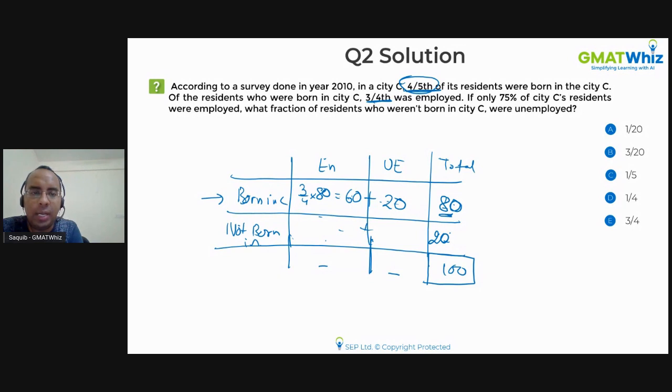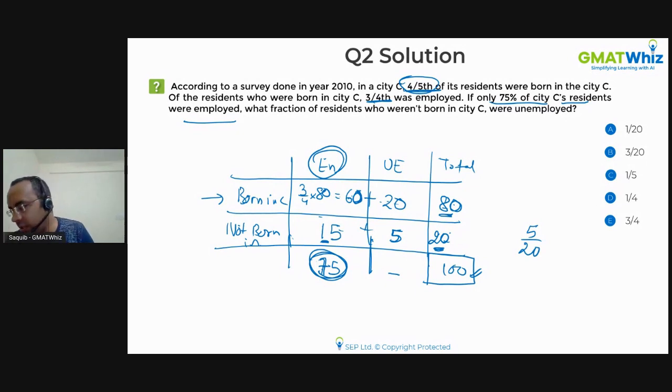So I hope you understand how you're reading it. 75% of the residents are employed. So they're talking about all people who are employed, all people. So this value they're talking about, and they're saying that 75% of the total. So this becomes 75. Now this is 60, this is 75, so obviously this value has to be 15. If this is 15, this is 20, then whatever is remaining has to be here. So this has to be 5. And now you can find the fraction 5 by 20.